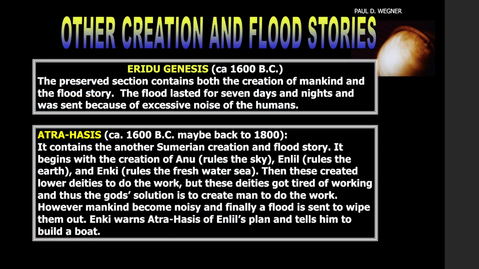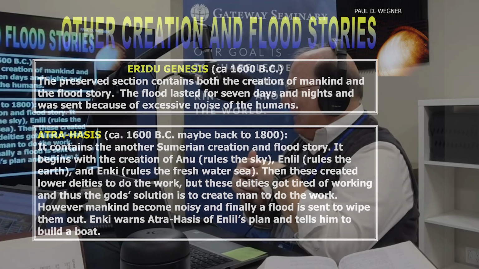Atrahasis, our copy of it goes back to about 1600, but it may go back even further from what we can tell. It's copies of things. Oh, okay. Yeah, so maybe back to 1800. It contains another Sumerian creation and flood story, and it begins with the creation of Anu, who rules the sky, and then Enlil, who rules the earth, and Enki, who rules the fresh water, basically. Then these create lower deities to do the work. But these deities got tired of working, and thus the gods' solution is to wipe them out. So that idea of noisy humans and sending the flood doesn't seem as logical to me.